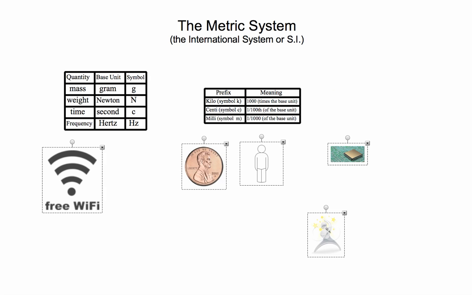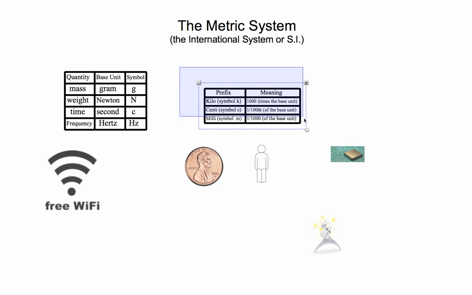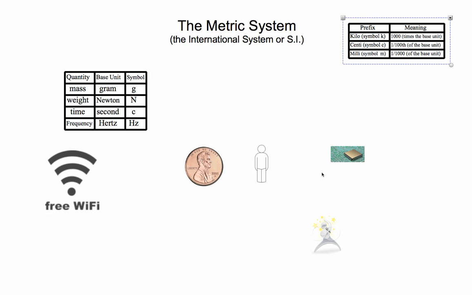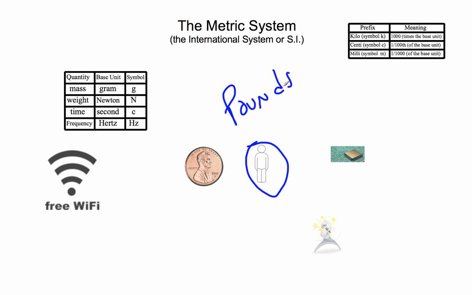To get started, let's take a look at the metric system. The metric system is really the international system. That is, it's the system used outside of the United States. Now, when we want to measure, say, the mass or the weight of a person, we might use pounds. However, in the rest of the world, to measure the weight of something, they would use the unit of Newton. A Newton is the metric or international system for weight.